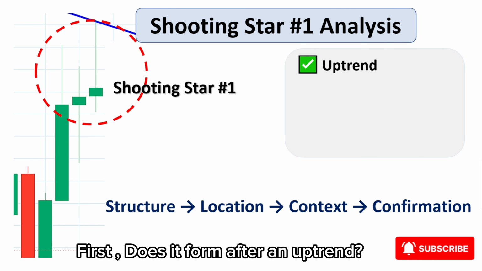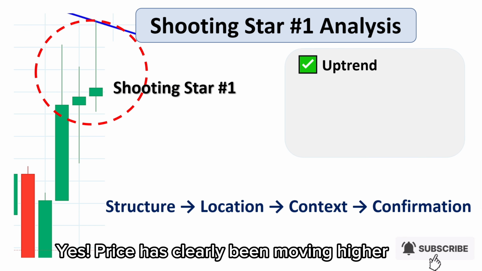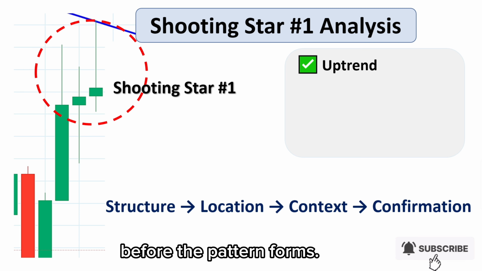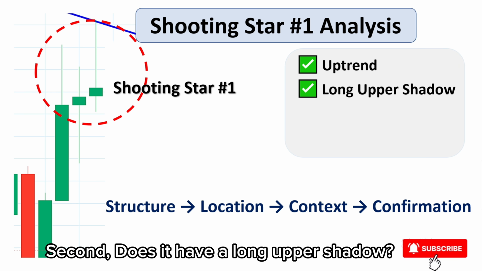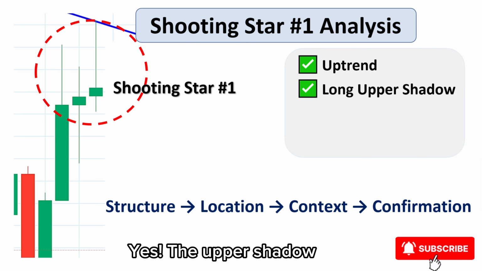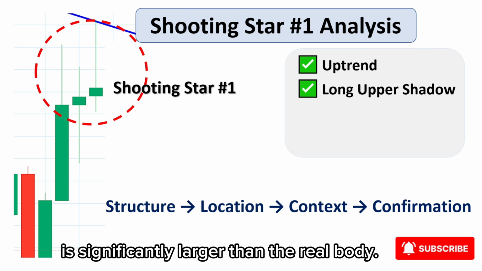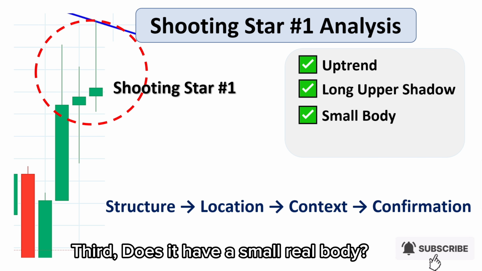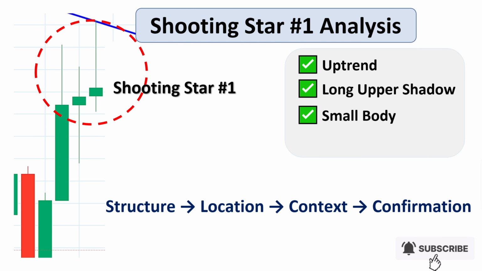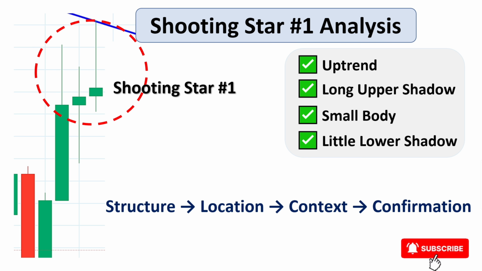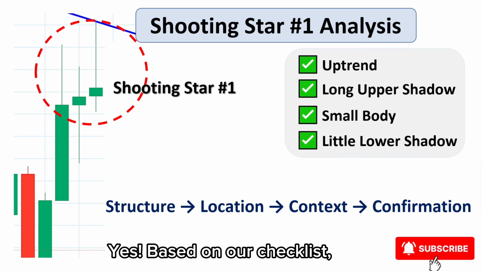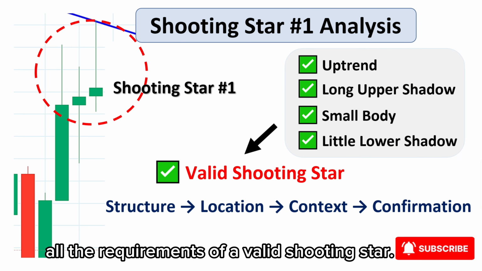First, does it form after an uptrend? Yes, price has clearly been moving higher before the pattern forms. Second, does it have a long upper shadow? Yes, the upper shadow is significantly larger than the real body. Third, does it have a small real body? Yes. And finally, does it have little or no lower shadow? Yes. Based on our checklist, shooting star number 1 meets all the requirements of a valid shooting star.